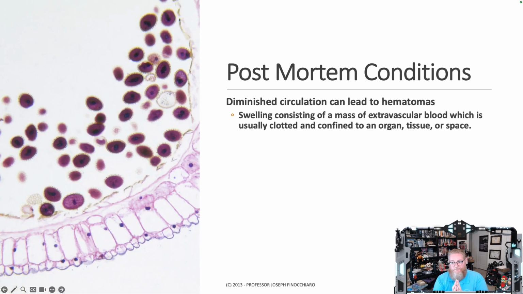And postmortem conditions associated with these type of interruptions: diminished circulation can lead to hematomas, swelling consisting of a mass of extravascular blood, which is usually clotted and or confined to an organ, tissue, or space. That means you might have to try to puncture the hematoma if you can even get to it. Otherwise, it's just going to continue to swell.